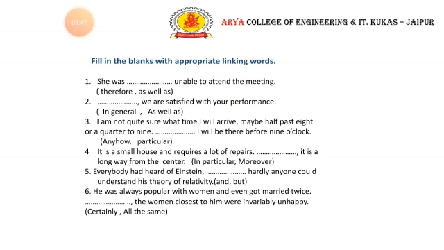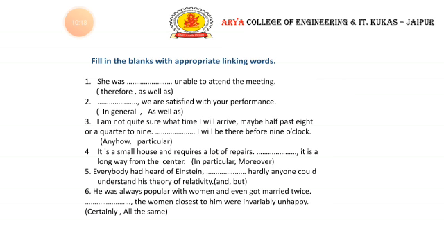Now, some exercises so that you can practice it. Fill in the blank with appropriate linking words. She was dash unable to attend the meeting. Now, among the two, you have to insert any one which you think is suitable here. Dash, we are satisfied with your performance in general, or as well as. I'm not quite sure what time I will arrive. Maybe 8:30 or 8:45. I will be there before 9 o'clock. Now, among the two, you have to insert any one.